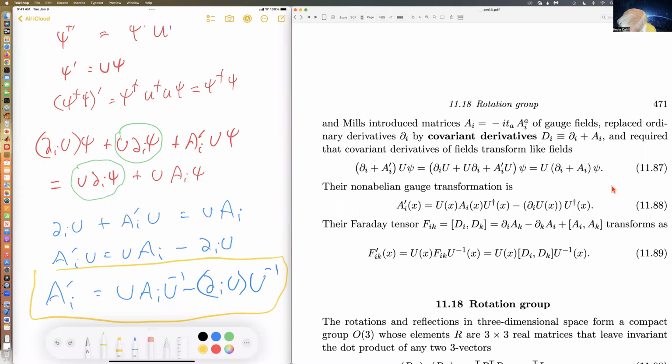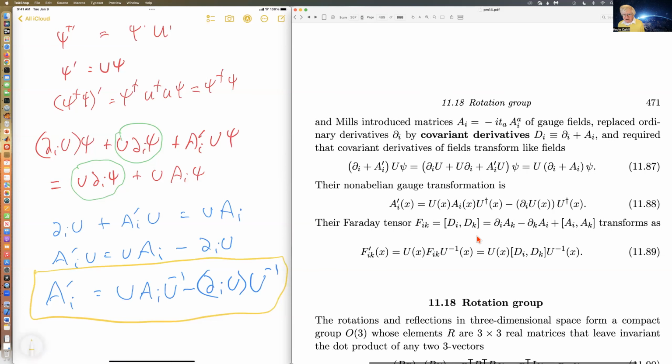So this is the transformation law then of a connection or of a Yang-Mills field. Here, I'm taking advantage of the unitarity of the transformation U, so U inverse is U adjoint. Then what you can see is that with the magic of anti-symmetry, if you take the Faraday tensor as being the commutator of two covariant derivatives, then you get d_i A_k minus d_k A_i plus the commutator of the matrices.